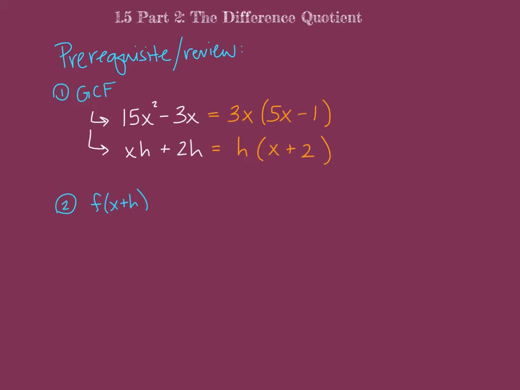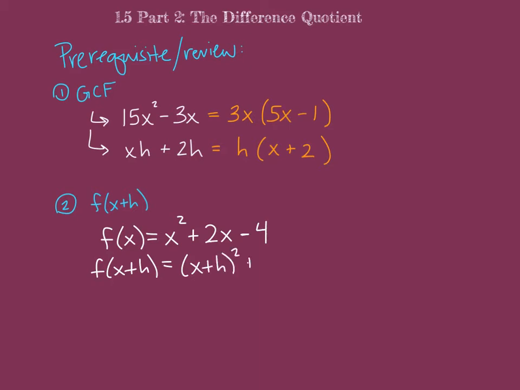But let's say our function was a little more complex than that. Let's say perhaps it was a quadratic function. Let's say we have x squared plus 2x minus 4. So let's say we have this quadratic trinomial, and we want to plug in x plus h. Evaluate the function at x plus h. That means I'm going to first square x plus h, then distribute a 2 through x plus h, and then I still have a minus 4.